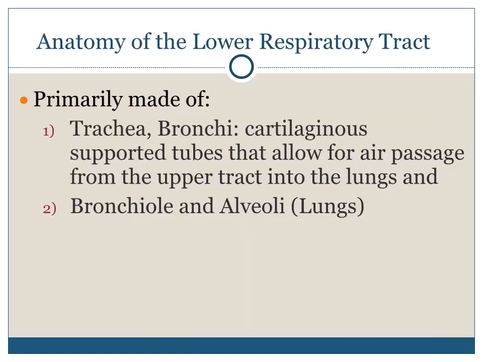The anatomy of the lower respiratory tract can primarily be divided into two distinct structures. We have the trachea and bronchial structures, which are the cartilaginous tubes that allow for air to move from the upper areas to the lower areas. These tubes are cartilaginous and collagenous and are kept open by the tissue structures themselves, as opposed to the bronchioles and the alveoli, which are kept open patently by air within them.